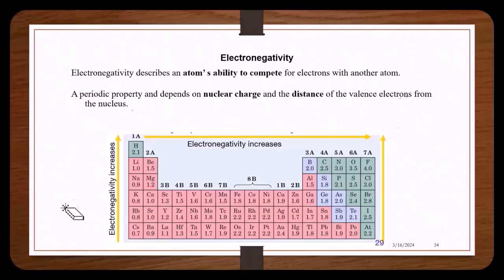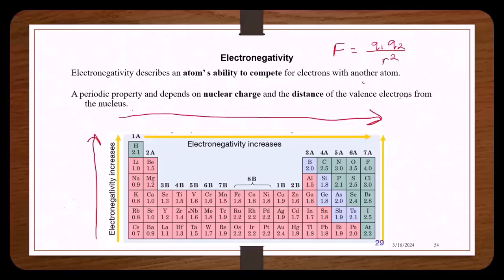Alright, so let's sum up what we know about electronegativity. We know that electronegativity increases as we go up the column and from the left to the right. We know as we go from the left to the right that the electrons and the protons increase, which would increase the point charge. And we know from the Coulomb equation that as the point charges increase, the attractive or repulsive forces increase. In this case, it would be the attractive force.